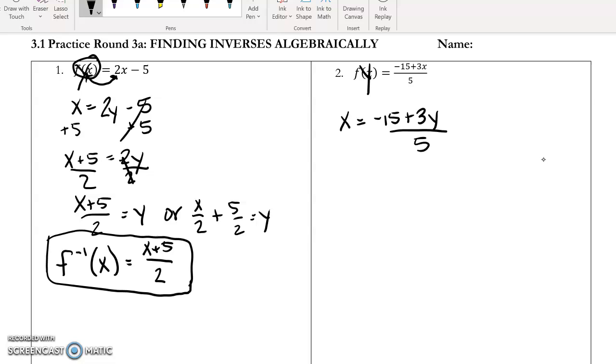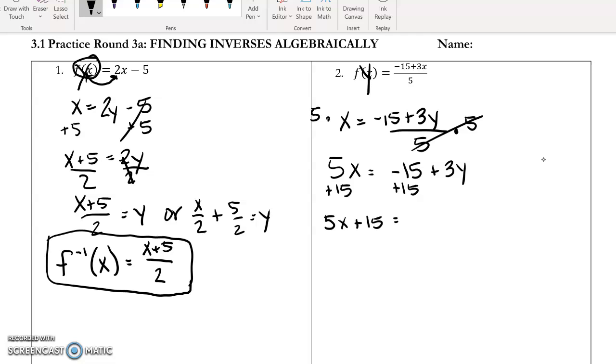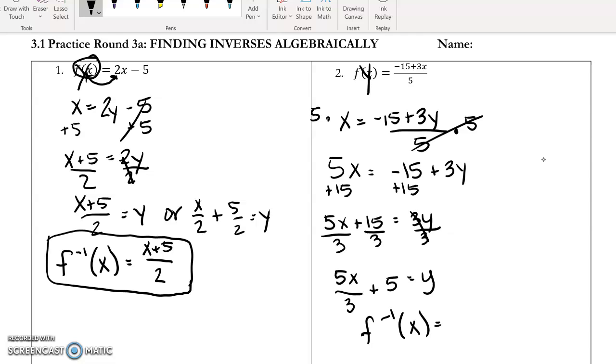So on this next one, the first thing I want to do is multiply by 5 on both sides to undo that division. So now I have 5x equals negative 15 plus 3y. I'll add 15 and get 5x plus 15 equals 3y and divide by 3. Again, you could, on the last one, just write everything over 3, but I like dividing it by 3 this way because 15 can be divided by 3 nicely to give us 5. Again, we started in function notation, so we're going to end in function notation by using our inverse of x notation.